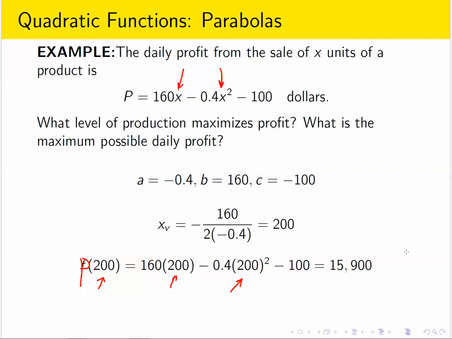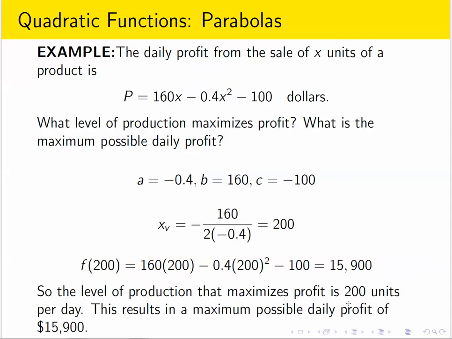So combining all that, we can see that if x is 200, that means selling 200 units. And the output is 15,900, so that's your profit in dollars. If you sell 200 units per day, your daily profit will be 15,900, and that's the maximum you can get because it corresponds to the topmost point on the graph of this quadratic function.